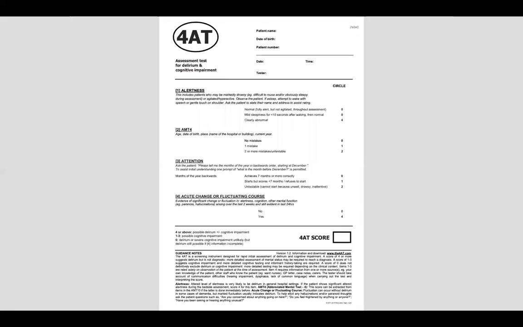And this is the scoring form for the 4AT. As you can see, it assesses alertness, orientation, attention, and acute change or fluctuating course. Note that this can be used to determine delirium and or cognitive impairment. 0 means unlikely delirium or cognitive impairment. 1 to 3 is possible cognitive impairment, and 4 or above is possible delirium and possibly cognitive impairment also.